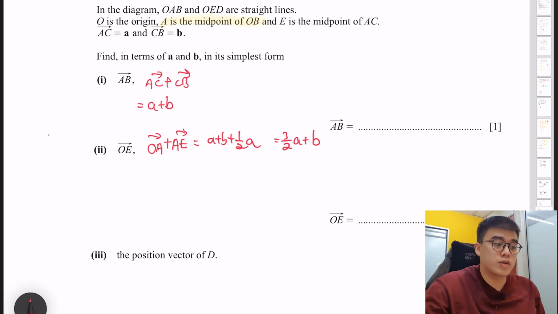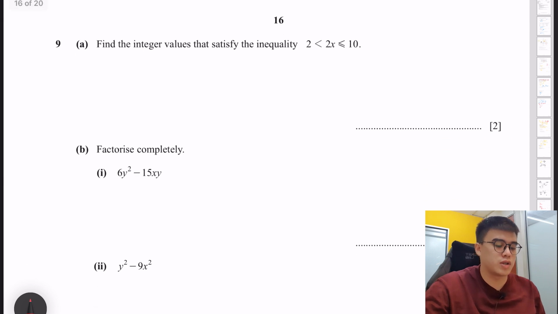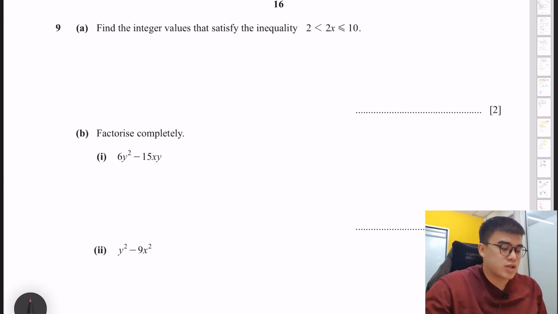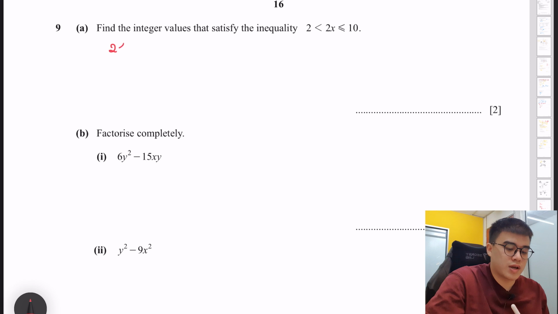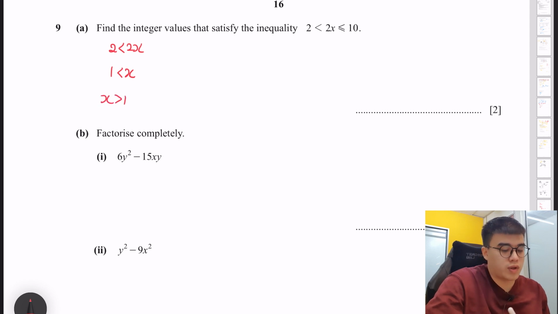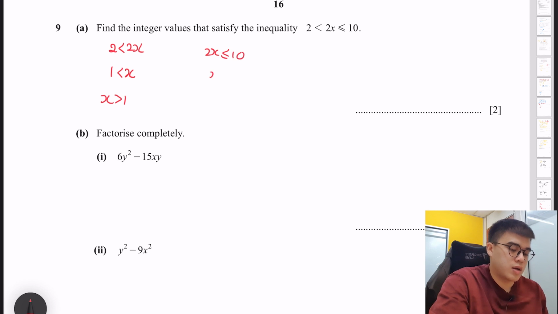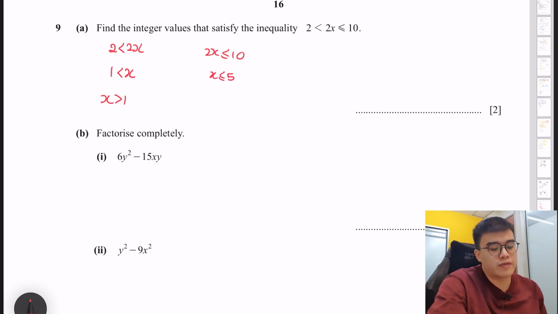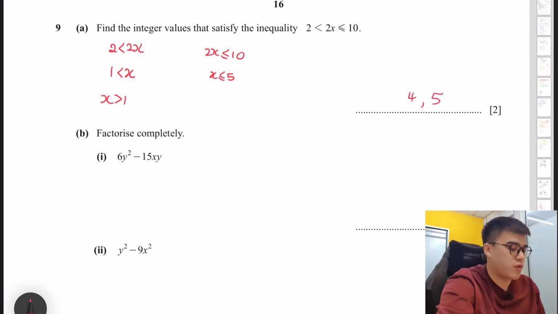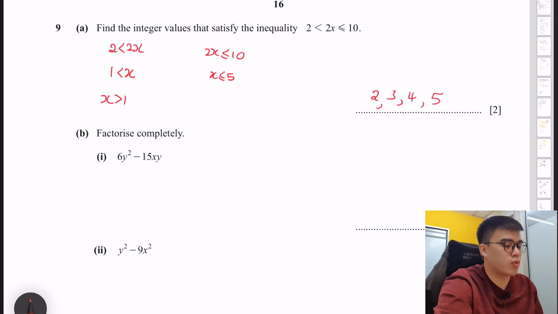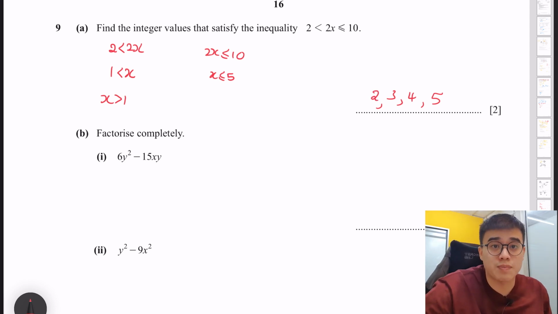Okay, so with all this being done, let's move on to question 9. Find the integer that satisfies this. You first have to split them up. So you will get this, where x is more than 1, whereas on the other hand, x will be less than or equal to 5. So for integer values that fulfill this, it will be 5, 4, 3, 2 only, while 1 is not accepted to be part of this equation.